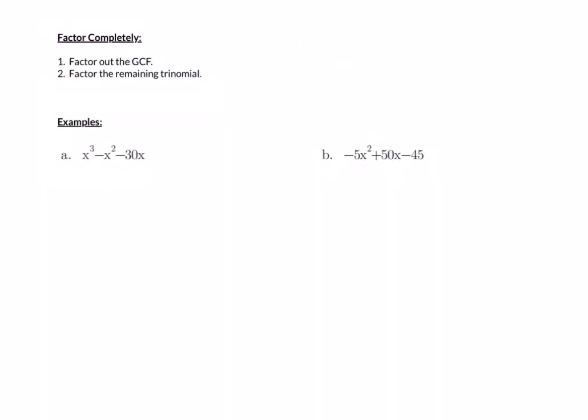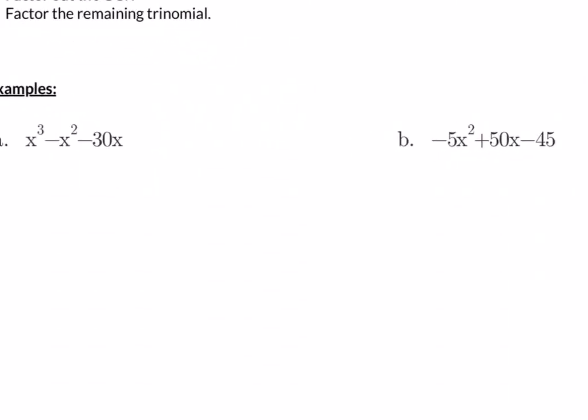All right, so that takes care of some basic factoring. Now, let's go ahead and talk about factor completely. Factor completely, the first thing that we want to do is, if possible, you always want to factor out a GCF. We did that in the last section, so we're going to repeat that as our first step. Our second step is going to be factor the remaining trinomial. So let's go ahead and look at some examples.